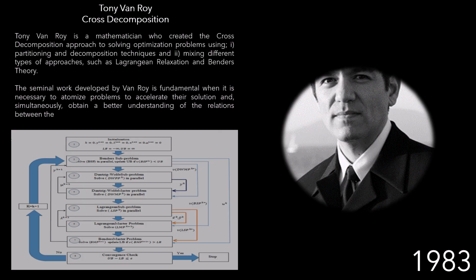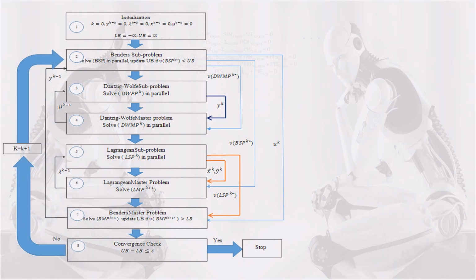In 1983, Tony Van Roy created the cross-decomposition approach to solving large-scale optimization problems, based on partitioning and decomposition techniques, and mixing different types of methodologies, such as Lagrangian relaxation and Benders' theory. Cross-decomposition, developed by Van Roy, makes it possible to establish complex optimization processes, in which multiple methodologies are used on a large scale. This allows the problems to be adjusted to the most convenient methodology for the solution of each subproblem. This implies a universal conversation between multiple algorithms, built with different methodologies.